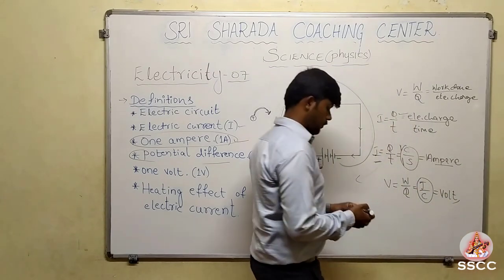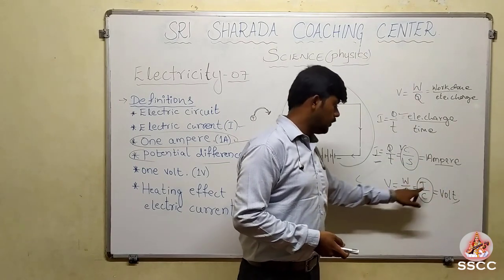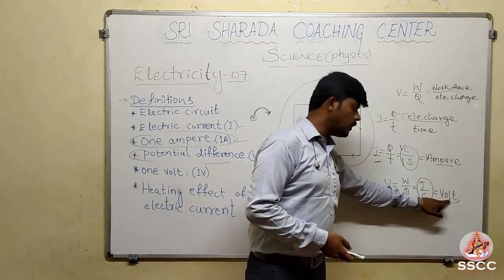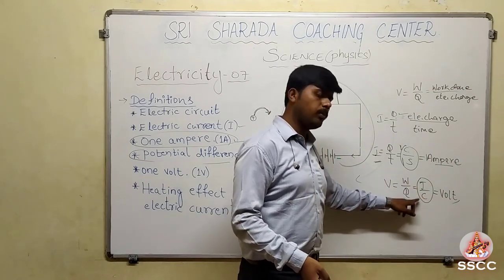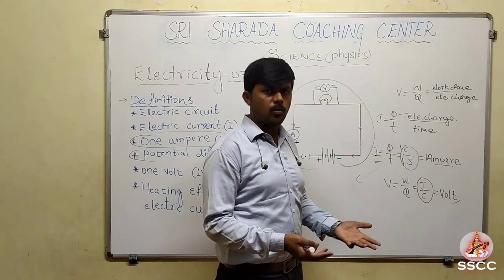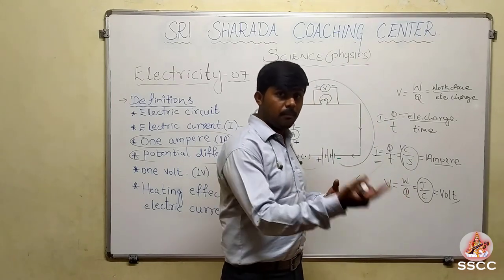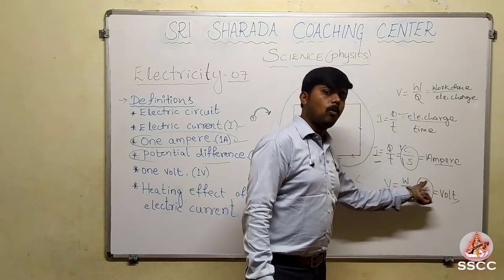In the same way, coulomb per second is named as ampere. Here, joule per coulomb is named as volt. Volt is also the SI unit of potential difference. Either you can write joule per coulomb. If you are writing joule per coulomb, it is not wrong. According to the mathematical form, it is correct only. But we are naming a new word for this, that is volt. Joule per coulomb or volt.